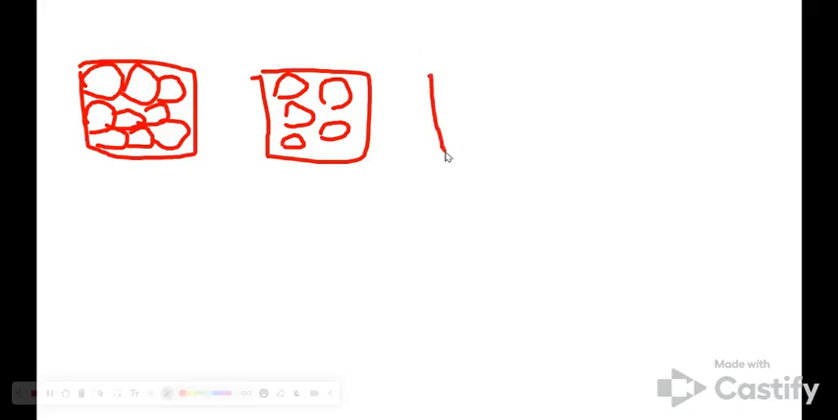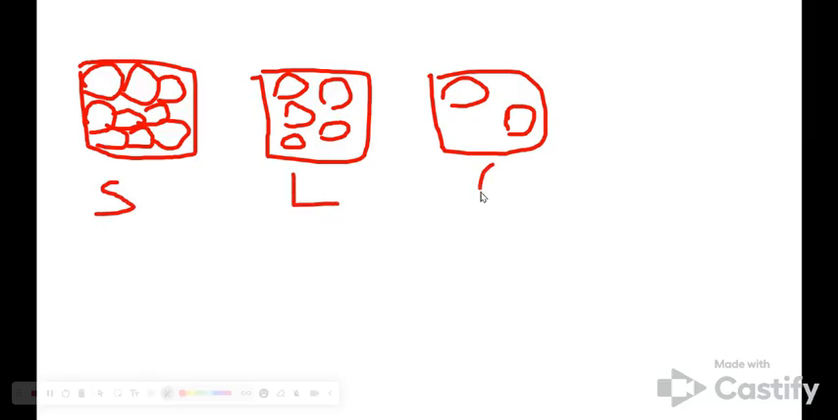Let me move to the gases. In gases, the particles are very far apart from one another. It's like this, so much gap. So this one is solid, this one is liquid, and this one is gas.